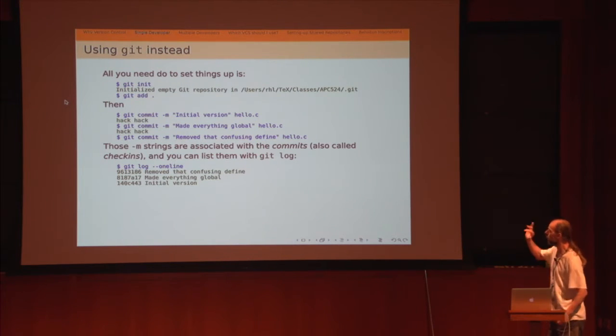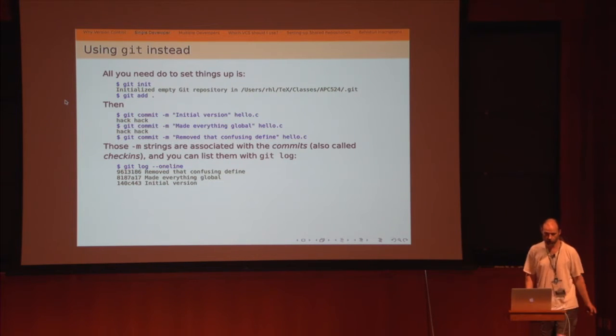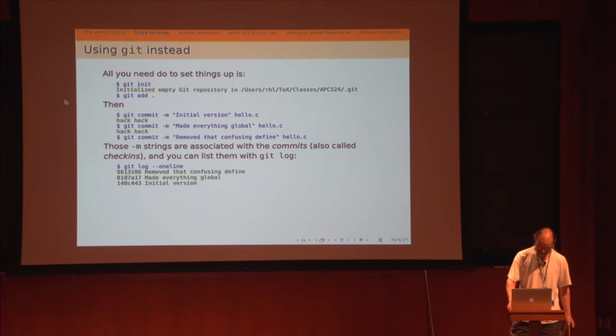And the -1 line, I'll tell you about in a moment. So it says, remove that confusing define, made everything global, all sorts of things that you really shouldn't be doing writing good software. But that's okay.